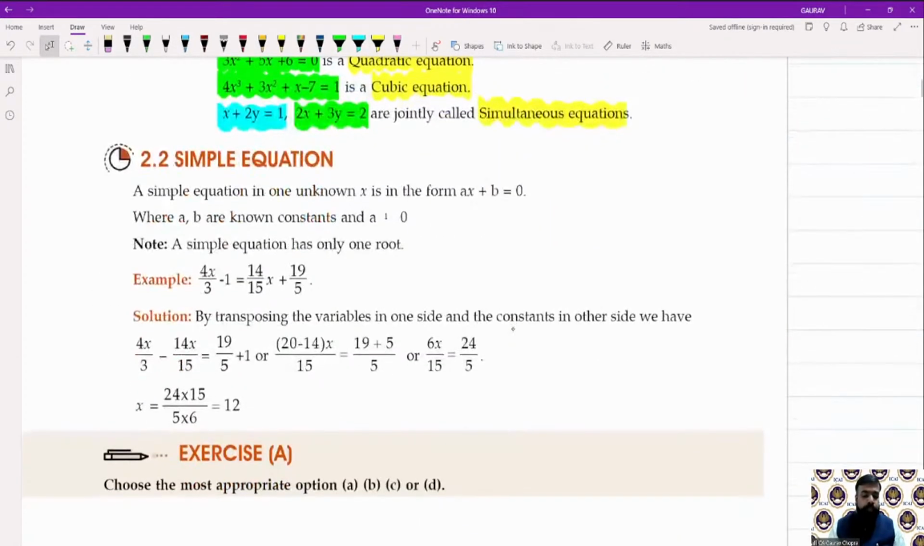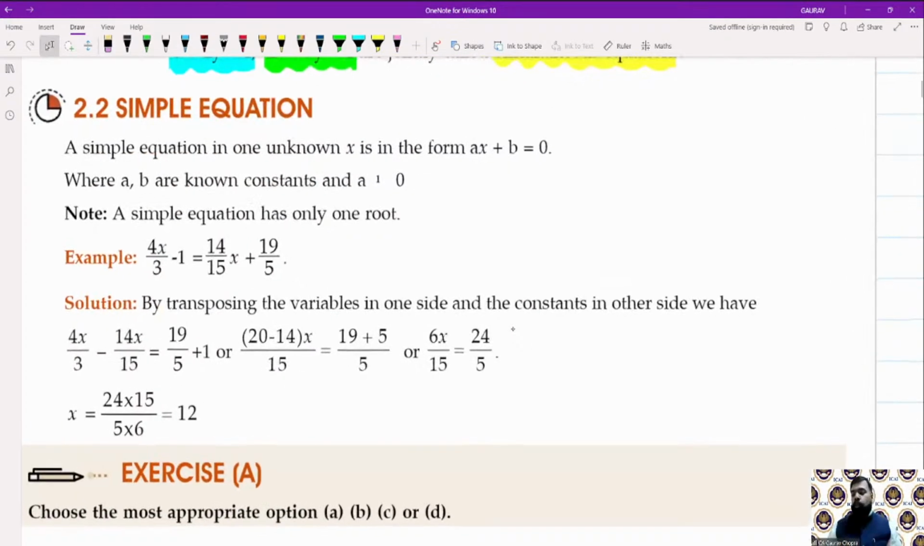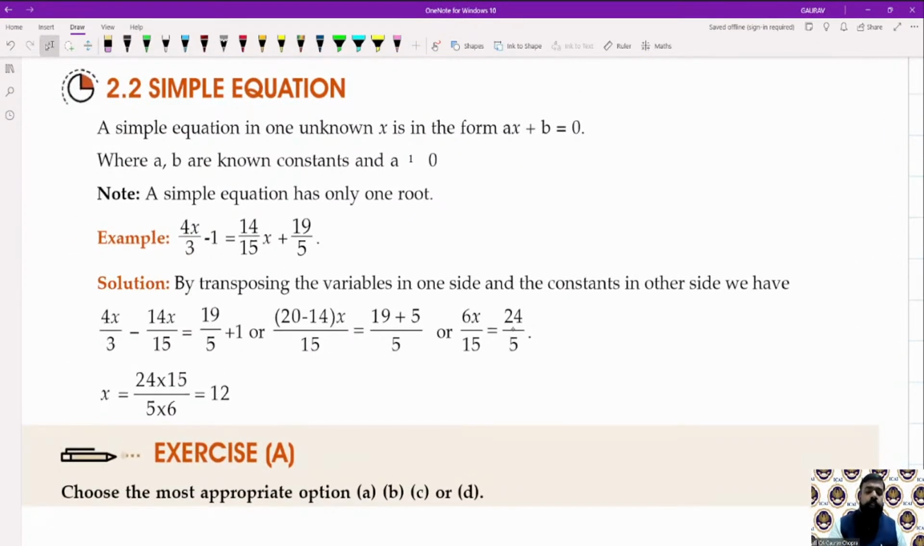So now let us begin with the simple equation first. The simplest form of equation is ax plus b is equal to 0, where x is a variable, and a and b are constants. So this is a simple basic equation, ax plus b is equal to 0.